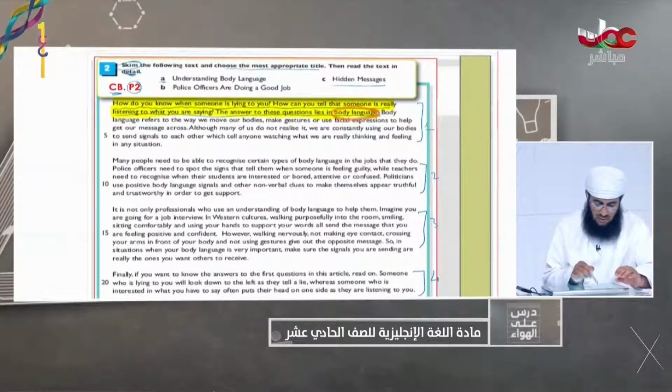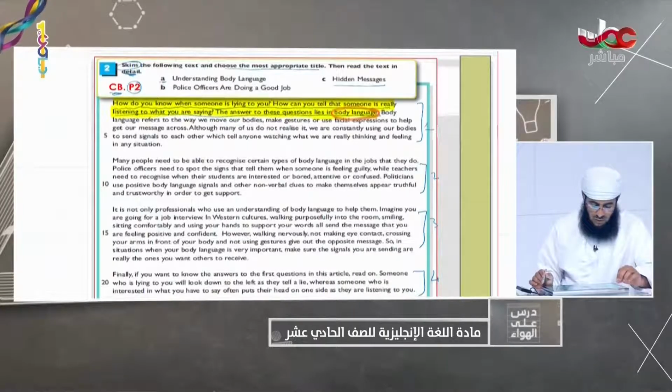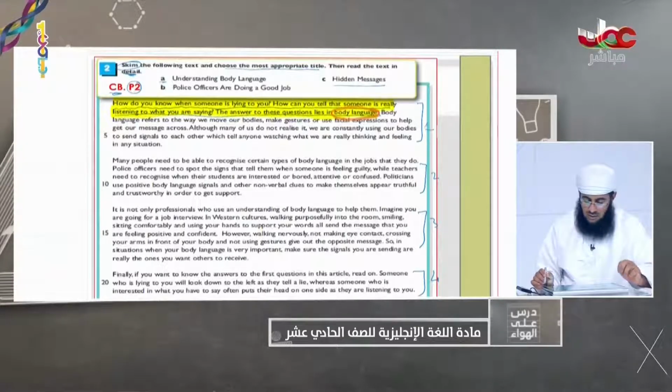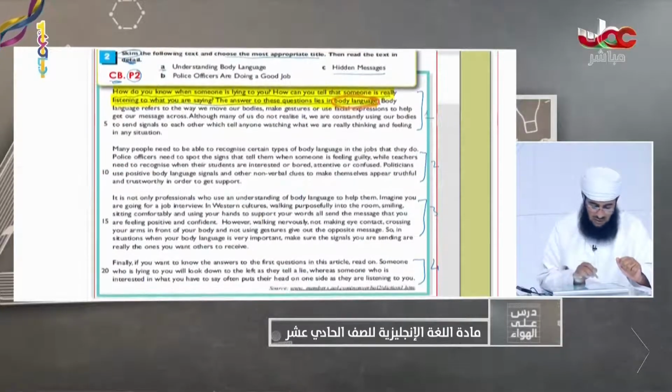So this paragraph is answering these two main questions: how do you know if someone is lying to you, and how can you tell whether someone is really listening to you or not? So this is the main idea of the first paragraph. Okay, let's move on to the second paragraph.